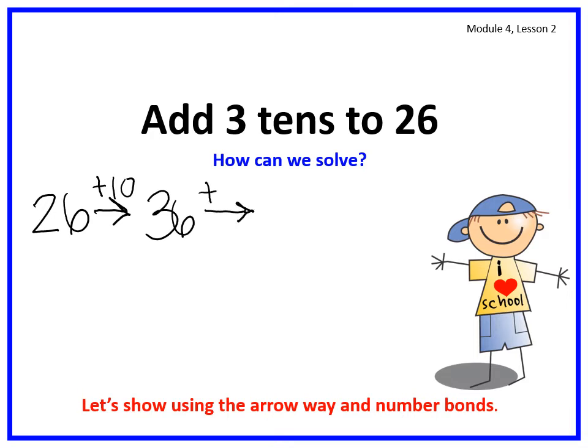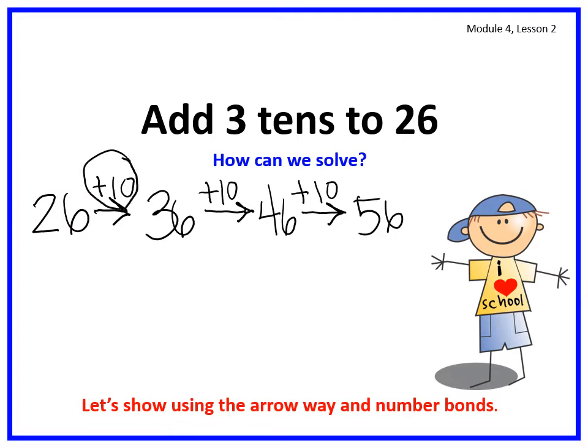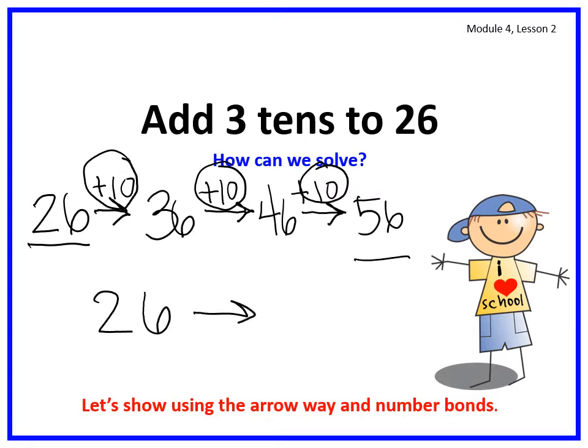Add 10, 46. Add 10, I get 56. So I added 3 tens, 10, 20, 30, to 26, and my answer is 56. With the simplified version, I could say 26 plus 30, or 3 tens, equals 56. That would have been the arrow way.